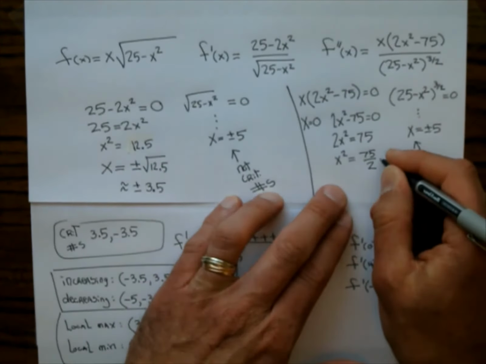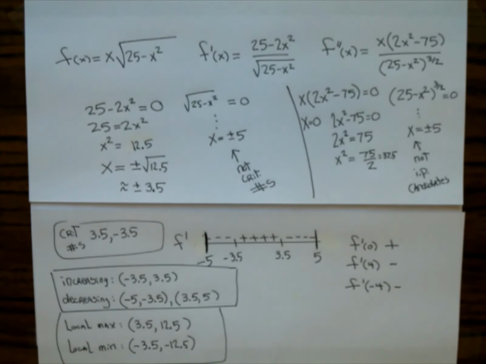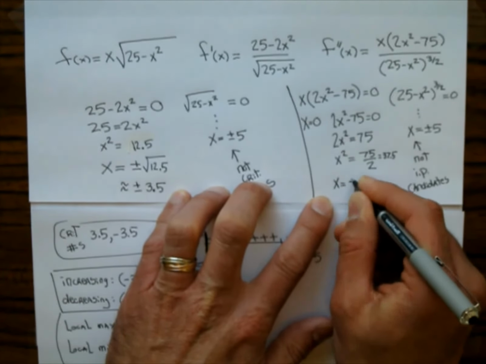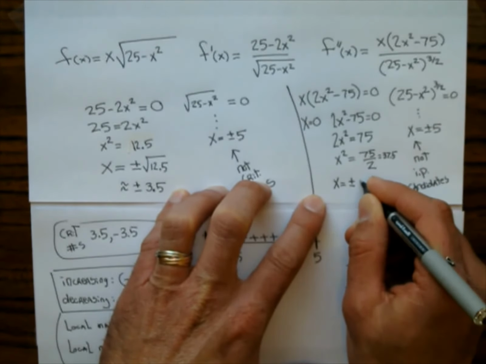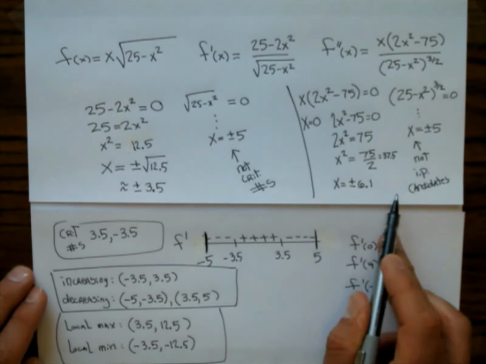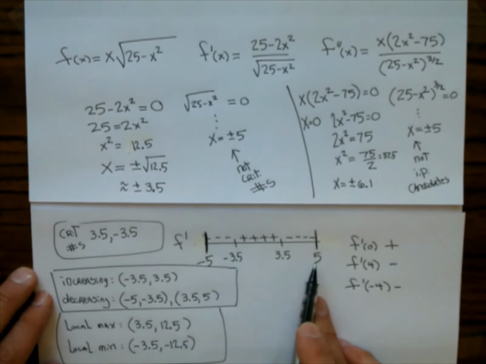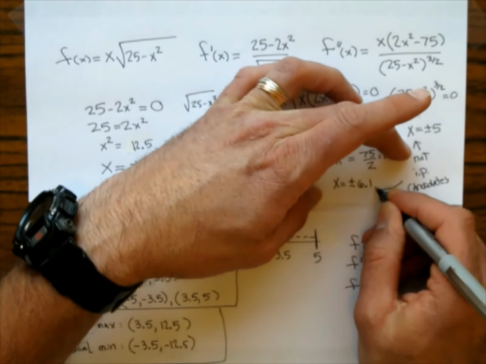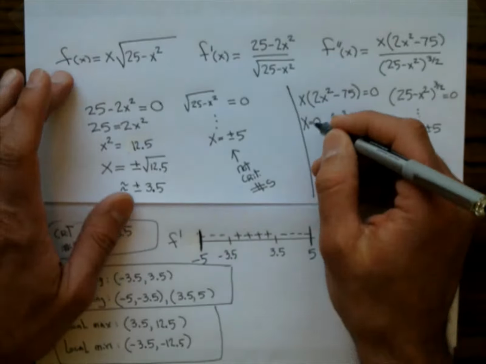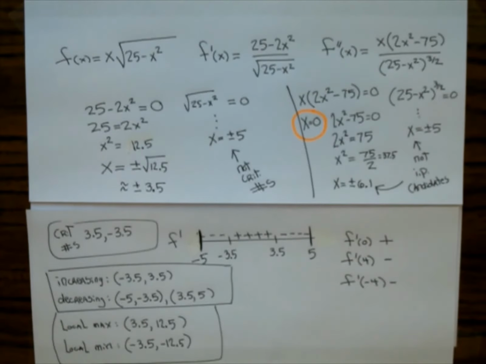37.5, so that's what this is. The square root of that, let's see what 37.5 happens to be, 6.1. So this is going to give me plus or minus about 6.1. Now, the reason those cannot be candidates for the inflection points is because 6.1 and negative 6.1 are outside the domain. So these are not candidates as well. The only one that wins in terms of being a candidate is x equals 0.